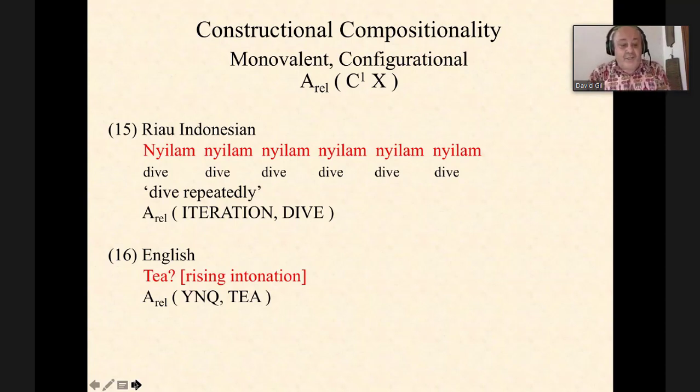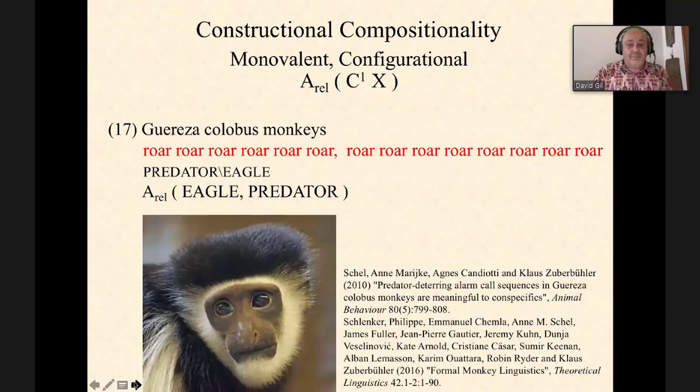In a yes-no question intonation in English, basically the yes-no question applies to the word T. It can't apply to anything else. So once again, what you have here is that the configurational item applies to the lexical item. It's constrained semantically to apply to the sister relational item, and this is a further constraint on bare association, which is why this is not bare association, but rather monovalent and configuration.